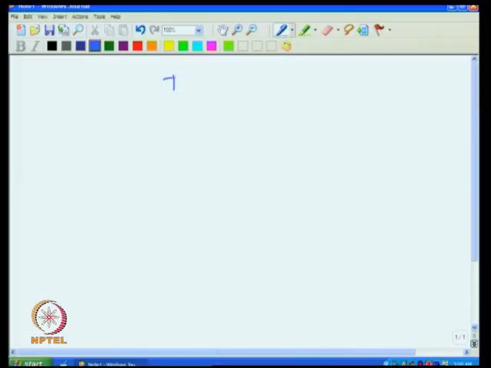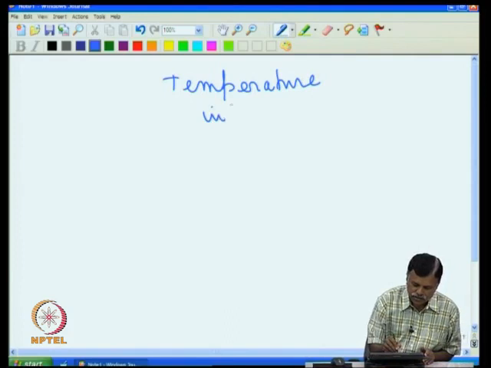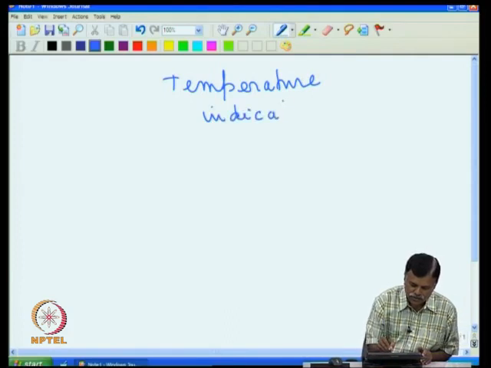Today we will discuss some other design issues related to the operational amplifier. As an example, today I will take how to design a temperature indicator.